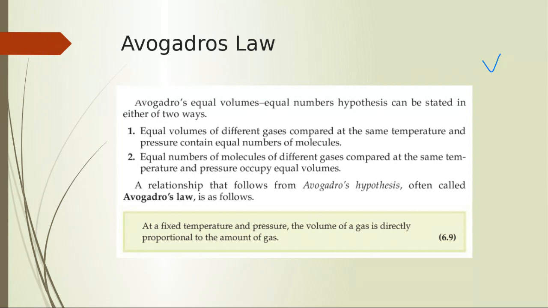We can state two hypotheses for Avogadro's law. Equal volumes of different gases compared at the same temperature and pressure contain equal numbers of molecules. Don't forget that. And the second one: equal numbers of molecules of different gases compared at the same temperature and pressure occupy equal volumes. Consequently, the volume and the amount of gas are always directly proportional to each other.